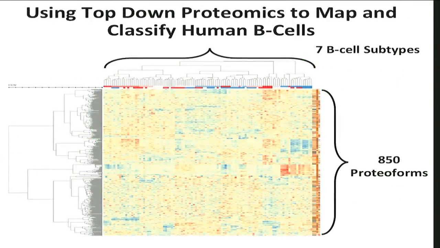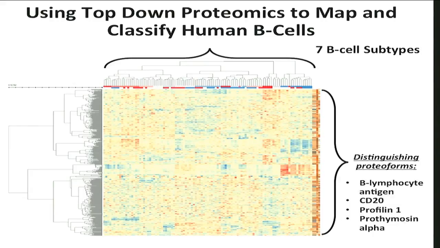So we've been able to track 850 proteoforms across 7 B cell subtypes. This is all the bio and tech replicates at the top of the 7 B cell types. So this is a large amount of data, and 850 proteoforms tracked quantitatively, with very few missing data points. We're very proud of that.